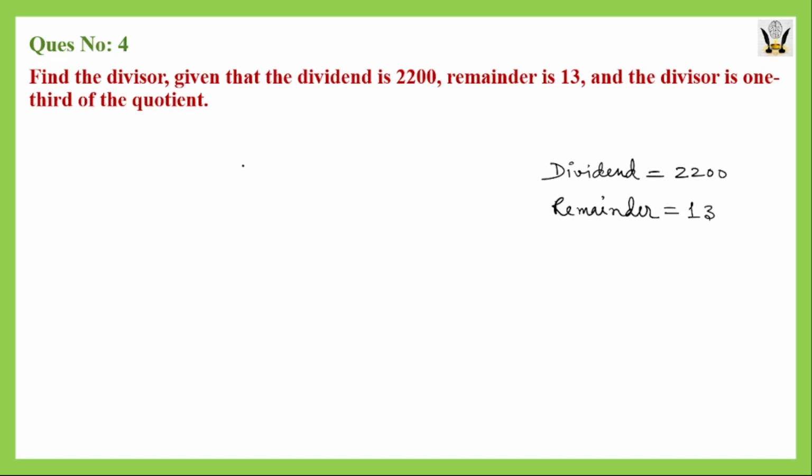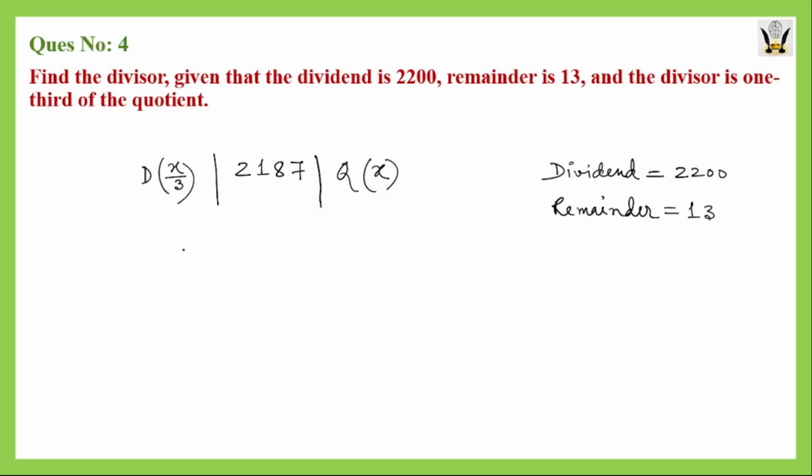So that dividend value will be 2187. When we divide that number by our divisor, it will be completely divisible. And there is one more relationship between the divisor and the quotient. The divisor is 1/3 of the quotient. So for the quotient, whose value we don't know, if we assume that value is x, then the divisor will be 1/3 of the quotient.